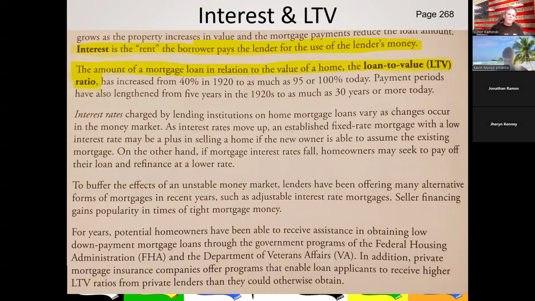And PMI, what is that? It insures the amount less than 20% that the borrower put down. So if the borrower only put down 5%, it would insure the other 15%, the amount less than 20% that the borrower put down. It does not insure the entire loan. It's not life insurance. PMI, private mortgage insurance, only insures the amount less than 20% that the borrower put down.